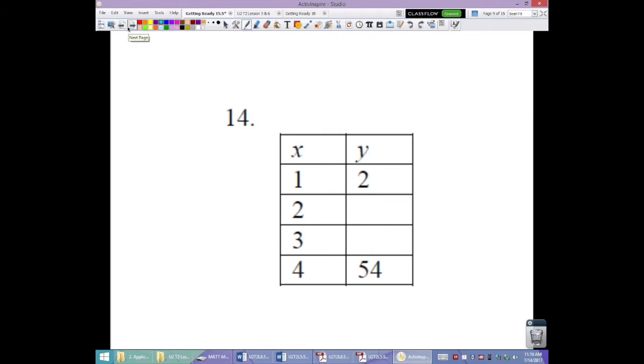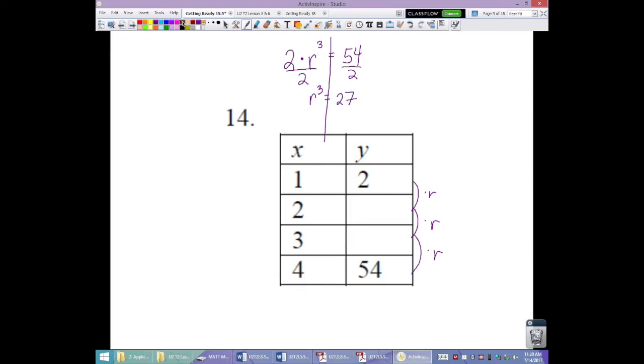Number 14. Again, we're working on geometric, so 2 multiplied by, since it's geometric, we're multiplying by this r value once, twice, 3 times here. Times r, times r, times r to go from 2 to 54. So 2 times r to the third is equal to 54. Divide both sides by 2. R to the third is 27.